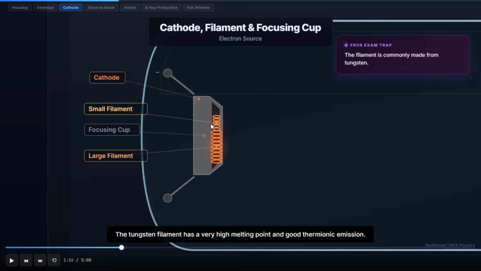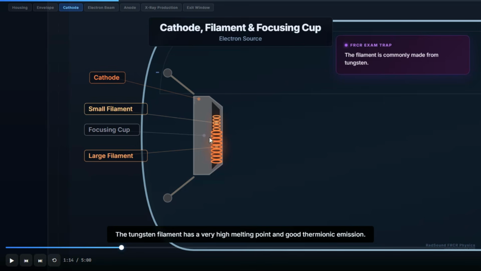So what is the filament made of? The filament is made from tungsten because it has a very high melting point and a high atomic number, 74. It's also a good thermionic emitter. Another thing to understand is that the focusing cap is a very poor emitter of electrons. It has poor thermionic emission characteristics. So how is the electron being formed around the cathode? The cathode is negative charge, the focusing cap is negative charge. The focusing cap is made mostly from molybdenum or nickel, and the filament is made from tungsten. So remember this because of the exam.